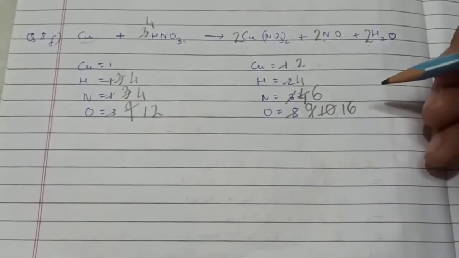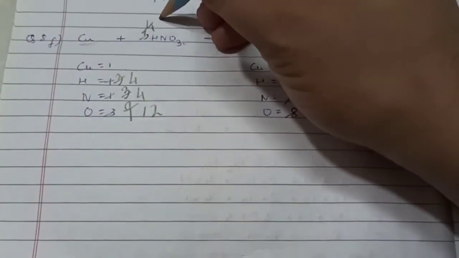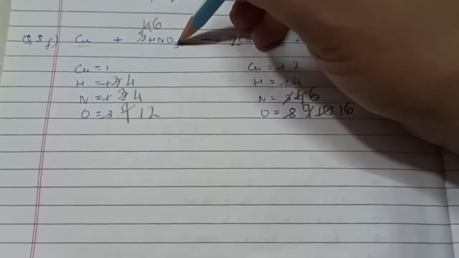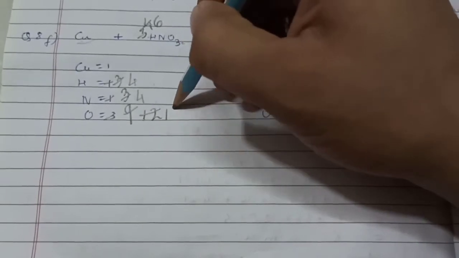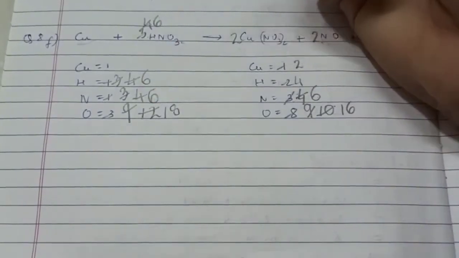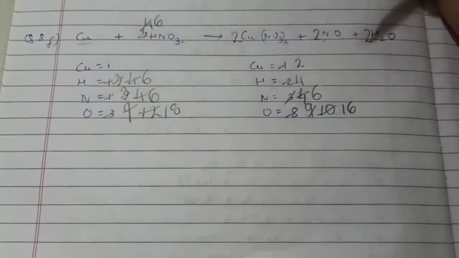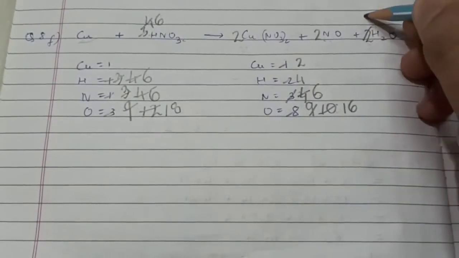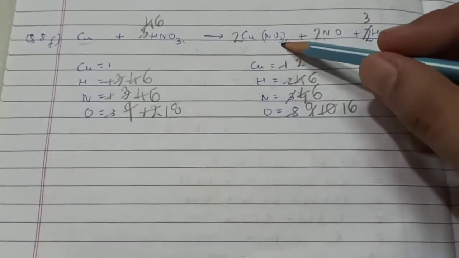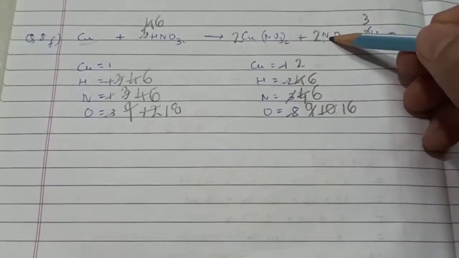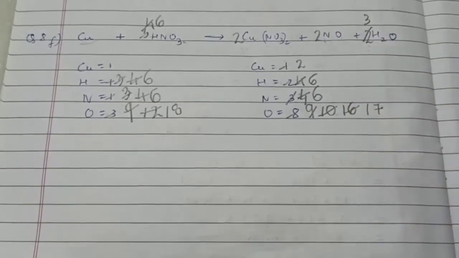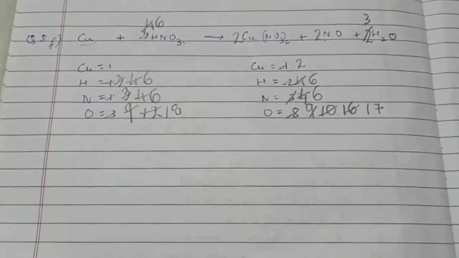So here, let's go for 6, because 5 will be insufficient, because 5 into 3 is only 15. This becomes 18. That makes this 6 and this 6. Now hydrogen has to be increased further. That's okay. We'll put a 3 out here. That makes it 6. And oxygen now becomes 3 into 2, 6 into 2, 12, plus 2, 14, plus 3, 17. Still falling short. We'll have to increase oxygen further.